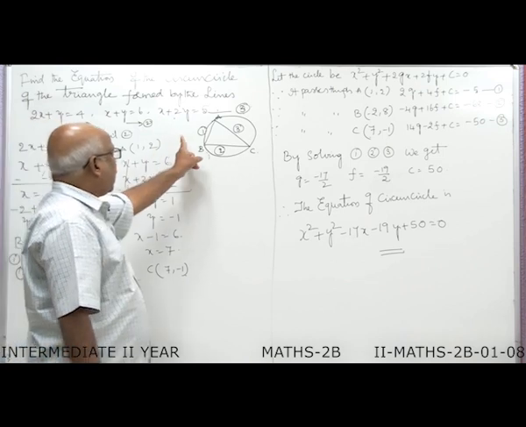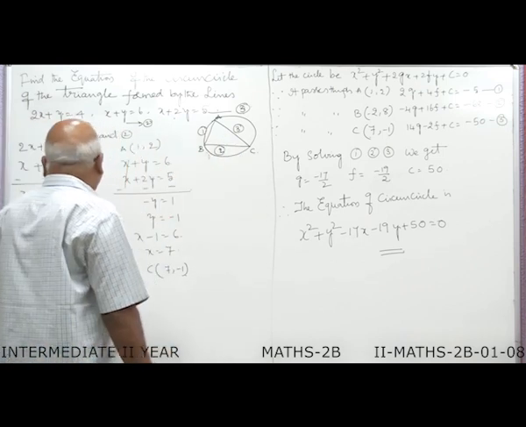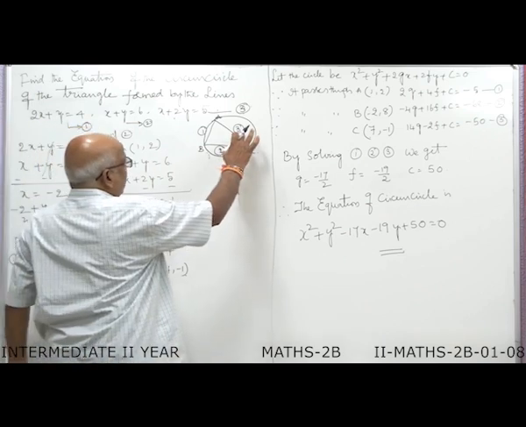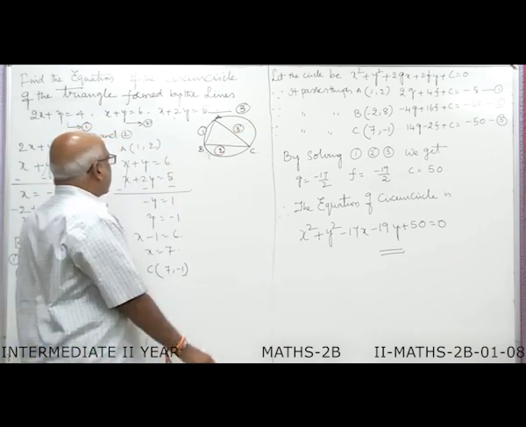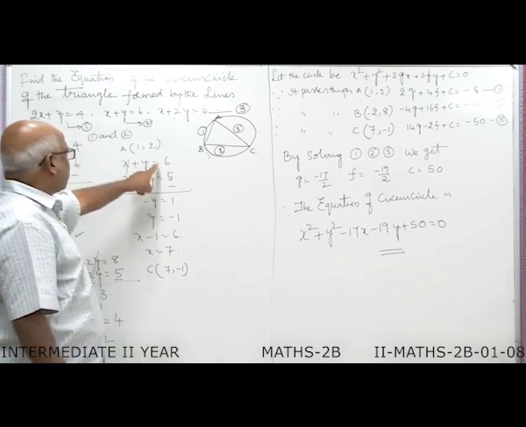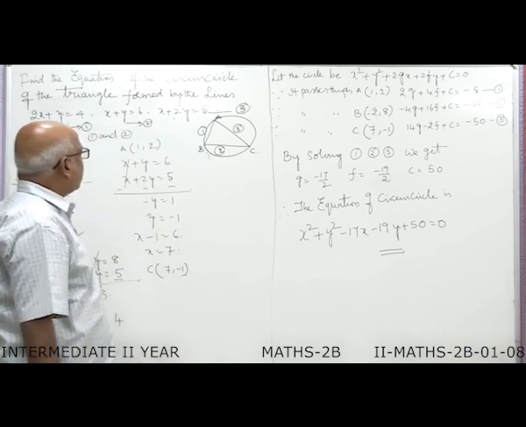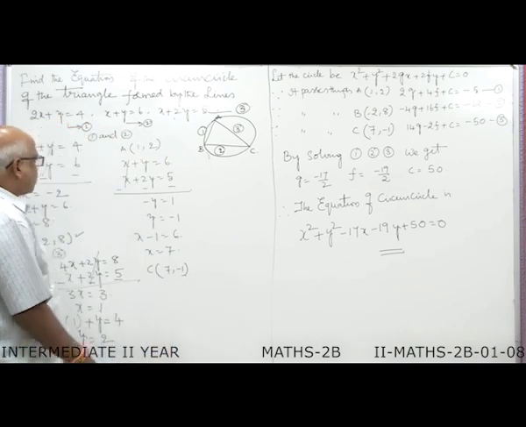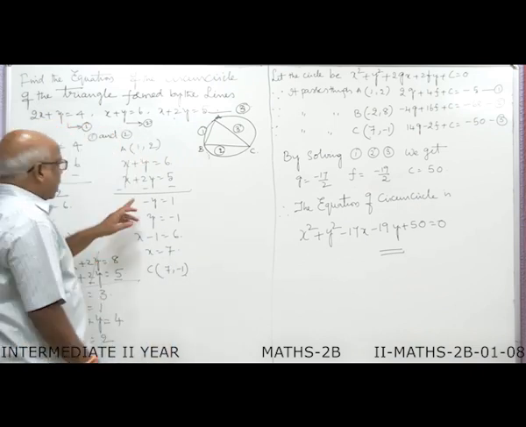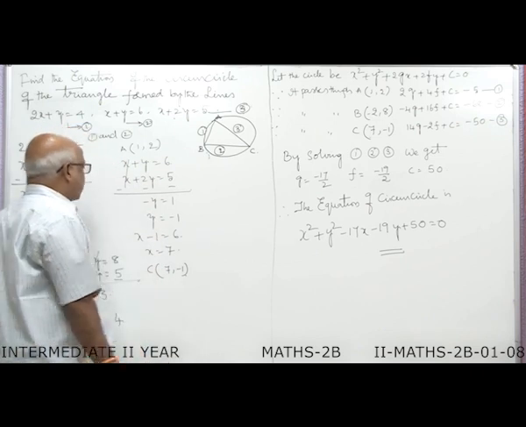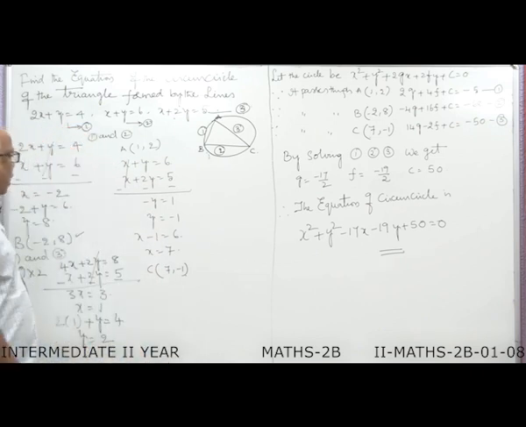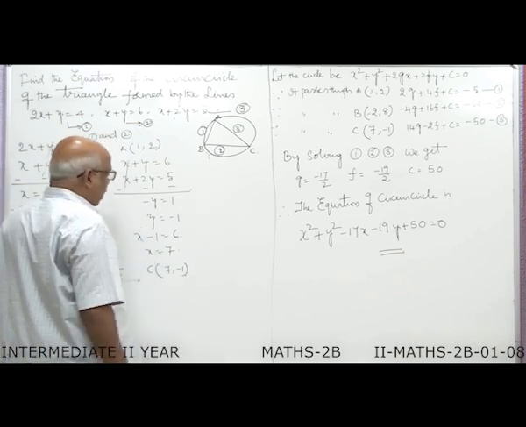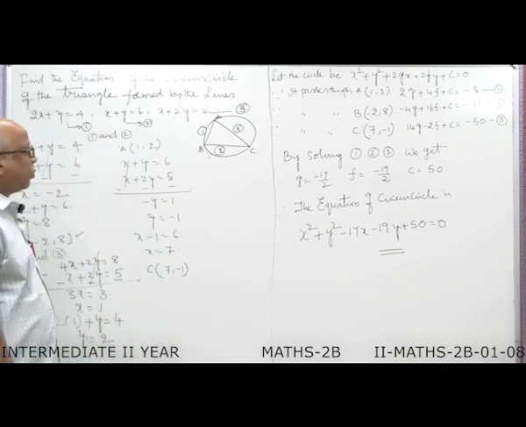Then 1 and 3 we have taken now, 1 and 2 also we have taken. So let us take up 2 and 3. Second equation, x plus y equal to 6. Third equation, x plus 2y equal to 5. Subtract: minus y equal to 1, y equal to minus 1. X minus 1 equal to 6, x equal to 7. C value 7, minus 1.